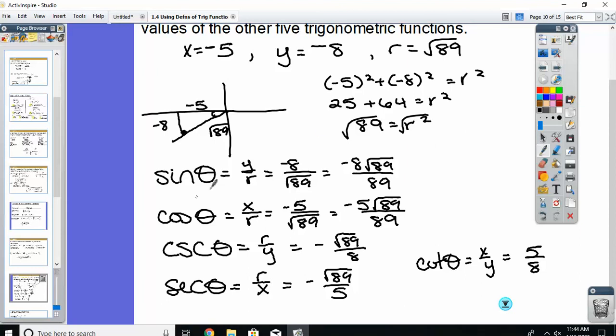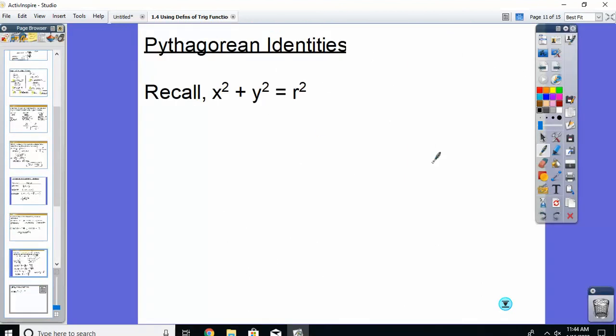So I want to talk about some more identities today. Today's mostly going to be notes. I'm going to give you some work time tomorrow, but I want to try to get through this section if we can today. We have been using this x squared plus y squared equals r squared over and over again. We can actually relate this to our trig functions.